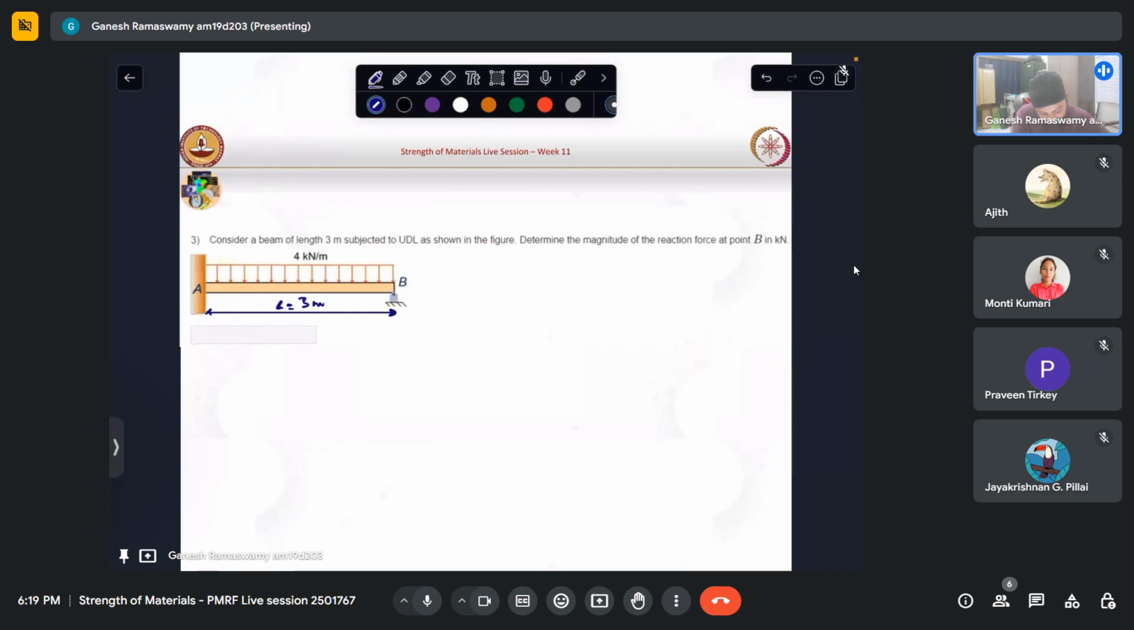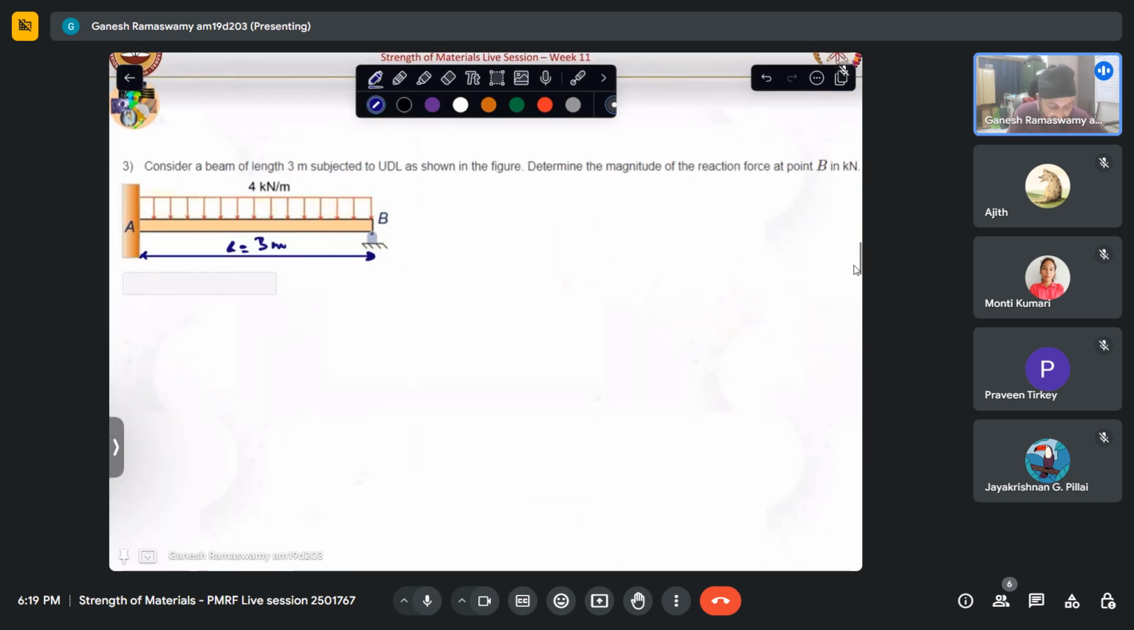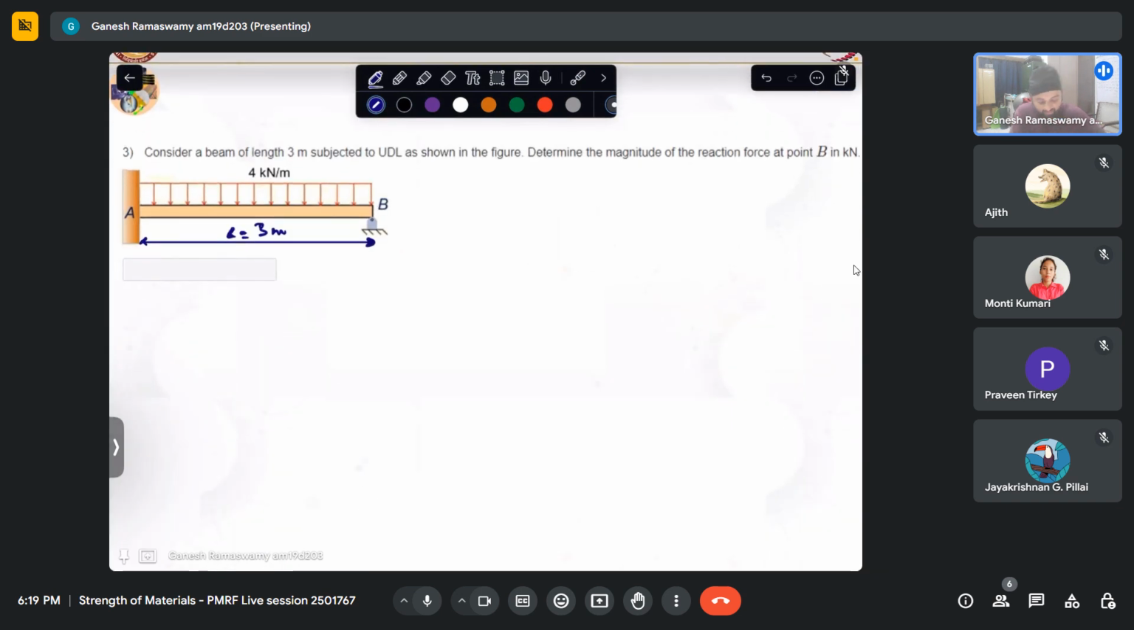It is subjected to UDL as shown in the figure. Determine the magnitude of the reaction at point B. So given this beam and the prop, what is the magnitude of the reaction at point B?